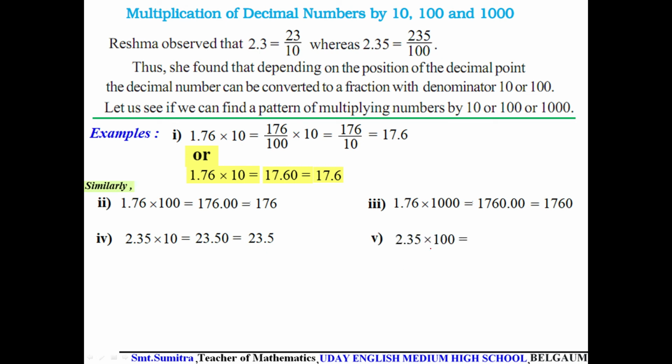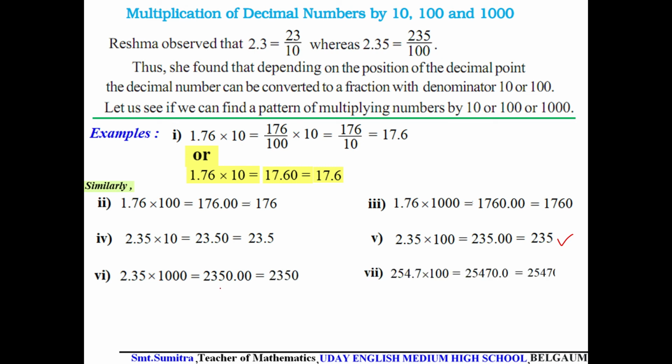2.35 into 100, I'll do this one. 23500, I'll multiply directly. Then after decimal point 2 digits, here also leaving these 2 digits you put point here. This is 235.00 or it is written as 235 only. So similarly, I want you to try the remaining questions. Answer is given. Please copy the questions and answer.